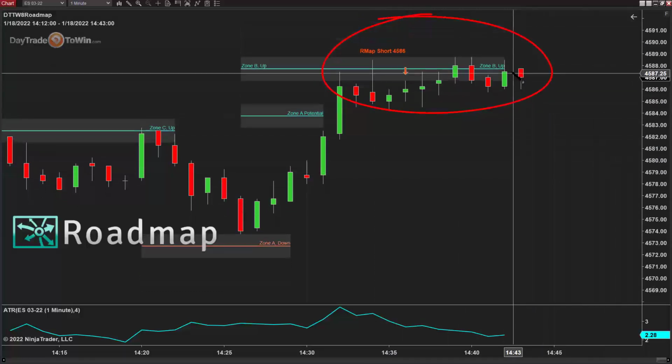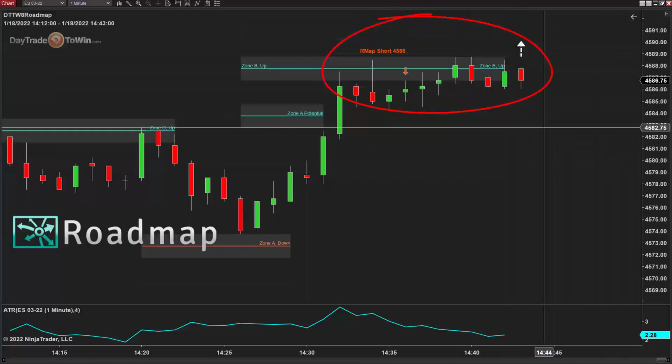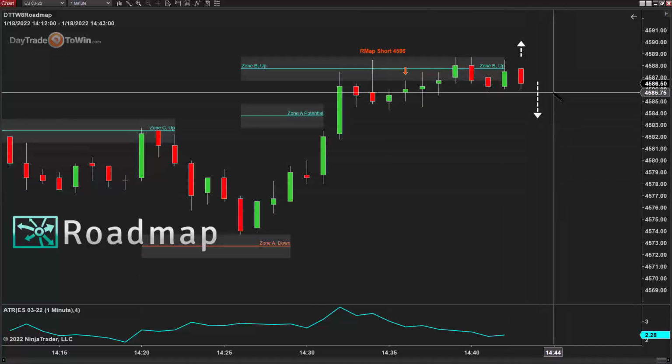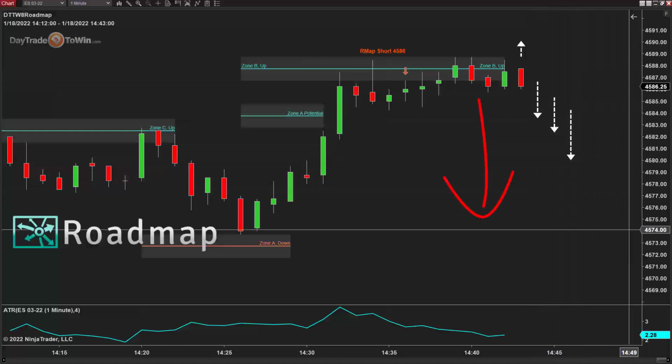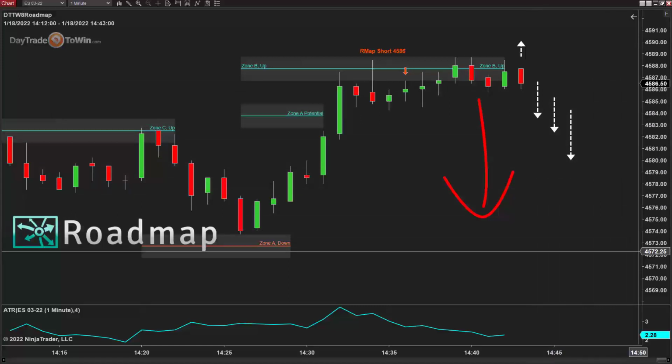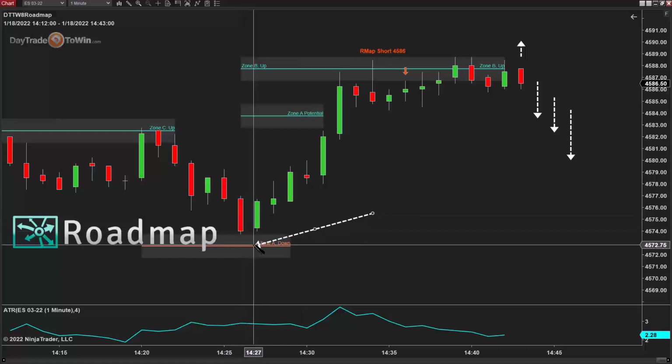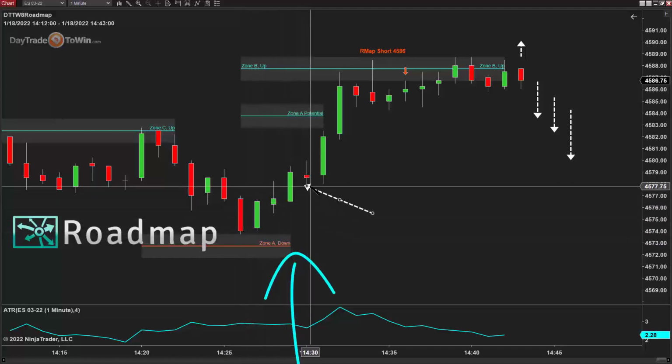What I don't want to see the market do is break the zone, because then a new zone above it will be created. Instead, I want to see the market turn around and bounce off of these zones. And the same thing happened here, where the market was coming down, came right in front of the zone, and then bounced off of it.